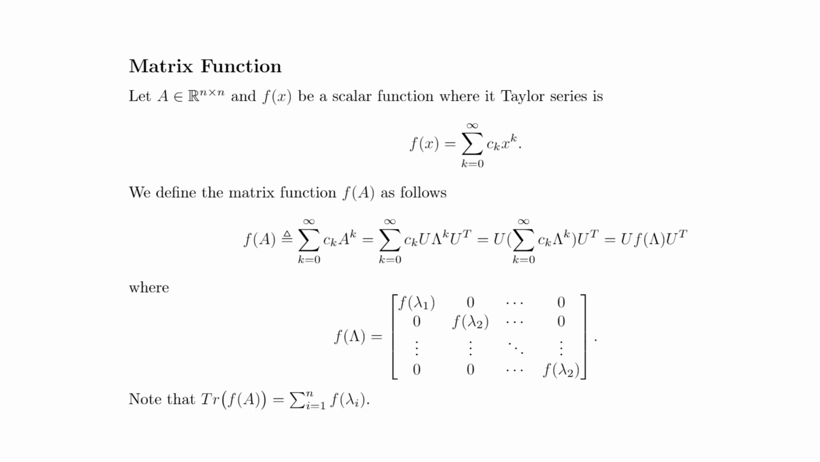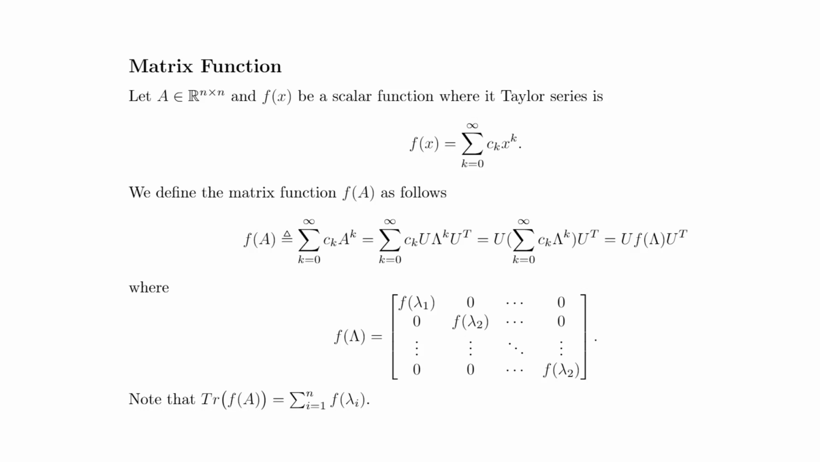Let A be a matrix and f of x is a scalar function with the following Taylor expansion. We define f of A to be the same Taylor expansion but replacing x with A. As we have seen before, A raised to the power of k is U multiplied by lambda raised to the power of k U transpose.